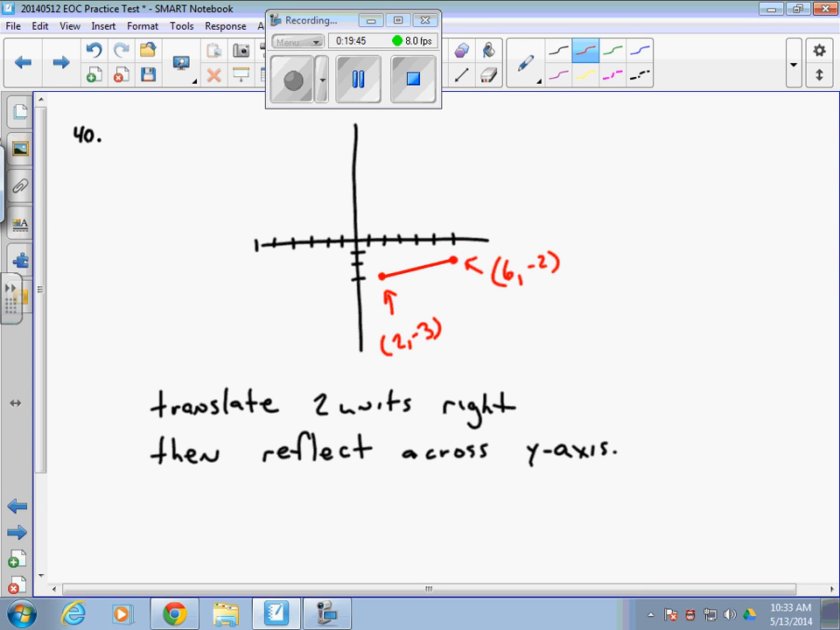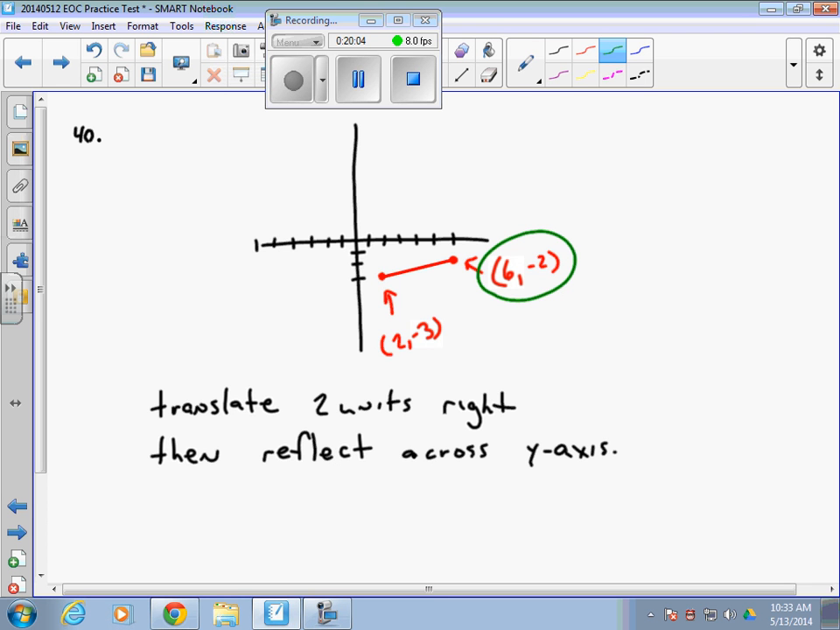Number 40 says translate it 2 units to the right and then reflect it across the y-axis. Okay, so you want to move the whole thing over 2 units to the right. So if we move this over 2 units to the right.